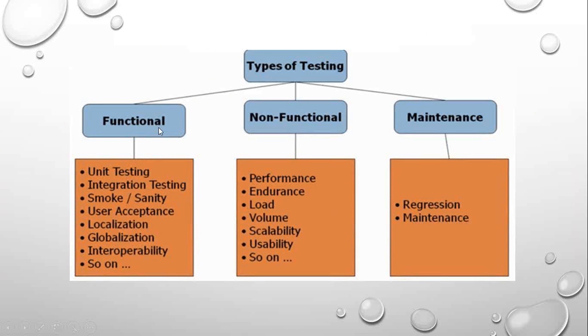Okay, so in functional testing we have unit, integration, smoke, user acceptance, localization, globalization, interoperability, like that. Do you know what localization is? One application serves all regions, for localization and globalization. For example, imagine you have a Mercedes-Benz application. The cars will be throughout the world, right?